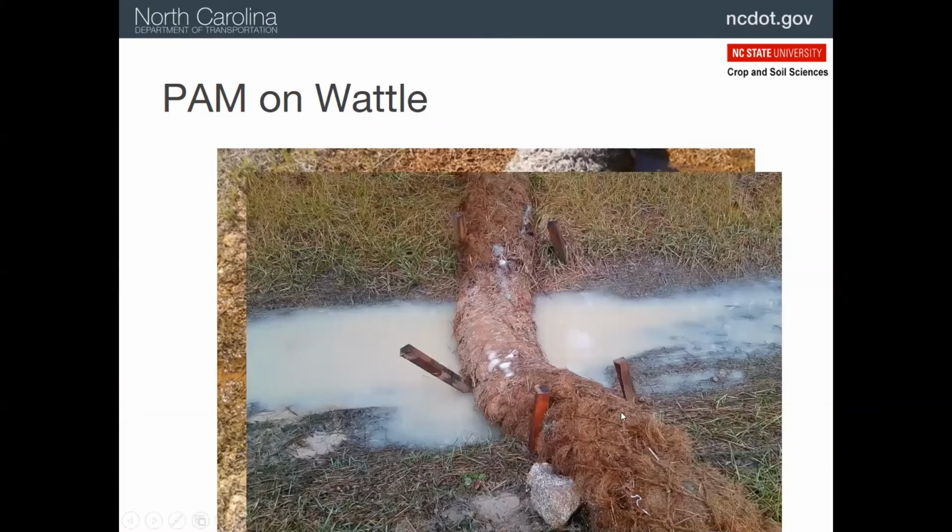Now here's an example of why we put the polyacrylamide also on the blanket. So here you can see the kind of whitish gray jelly that the material turned into after a rainfall event, but there was not any PAM put on the blanket. So here the water's going through the wattle, so it's not touching any of this polyacrylamide up here, and that's why you see the water is the same color on the downhill side, because it's not getting any treatment. So that's a good example of why you want to put it on the blanket as well as on the wattle.